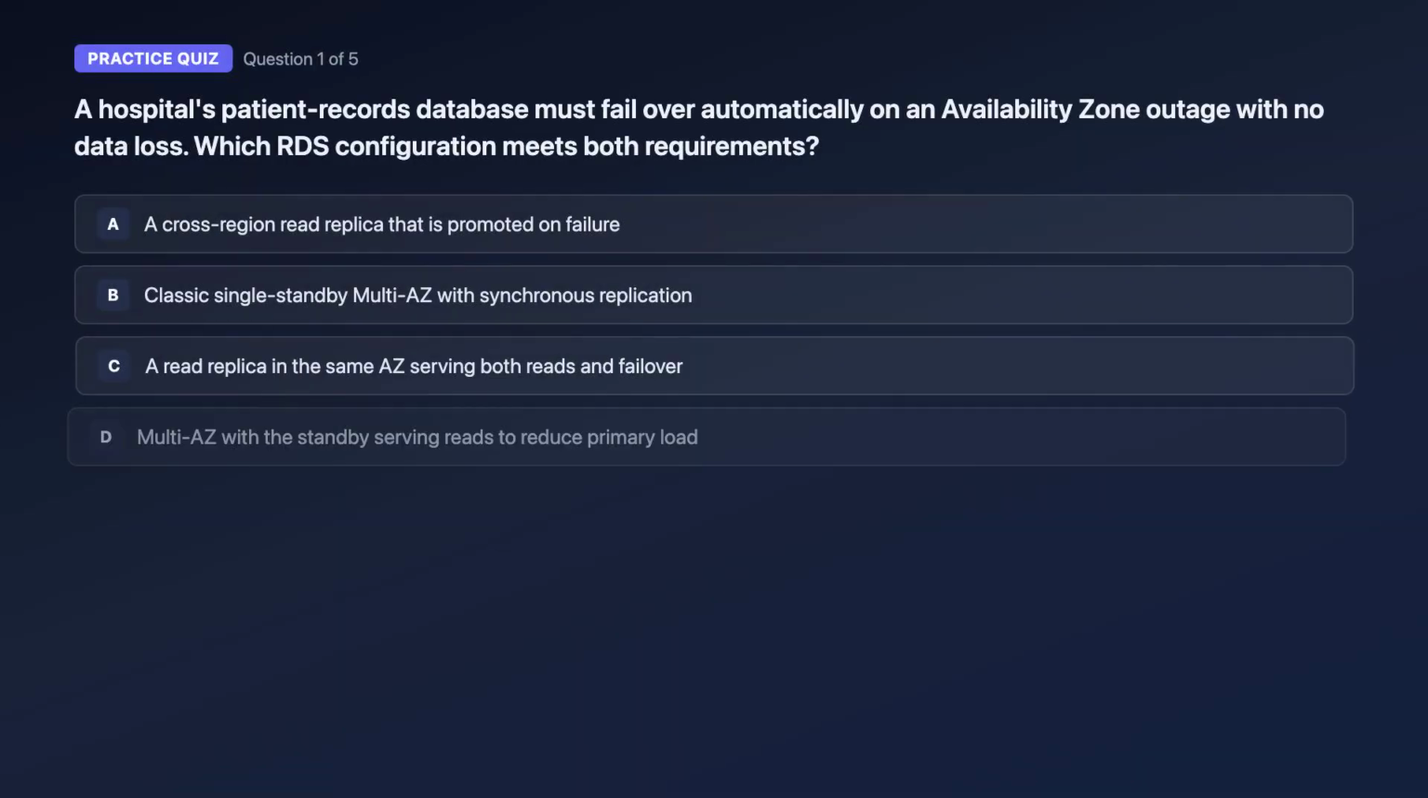Question 1. A hospital's patient records database must fail over automatically on an availability zone outage with no data loss. Which RDS configuration meets both requirements? Option A, a cross-region read replica that's promoted on failure. B, classic single standby multi-AZ with synchronous replication. C, a read replica in the same zone serving both reads and failover. Or D, multi-AZ with a standby serving reads to reduce primary load. Lock in your answer before I give it away.